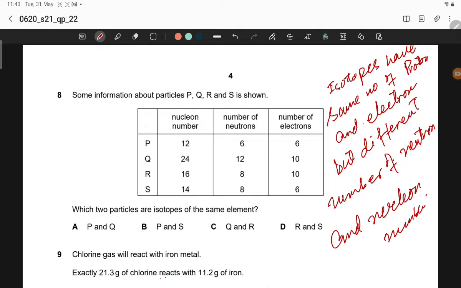So the nucleon number should be different, 12 and 14. The number of neutrons also should be different, 6 and 8. And the number of electrons should be the same, 6 and 6. So option P and S is correct.